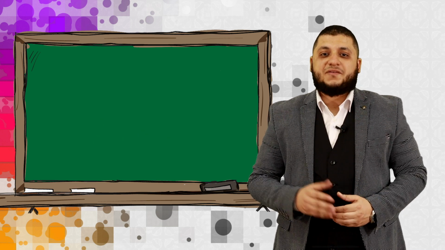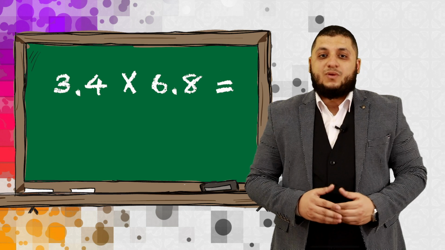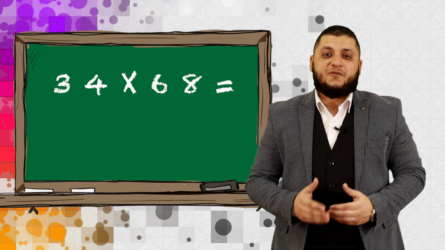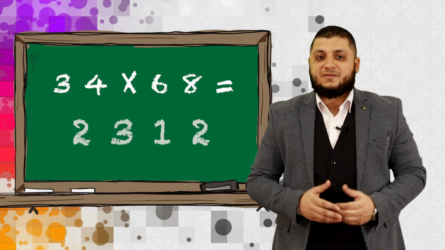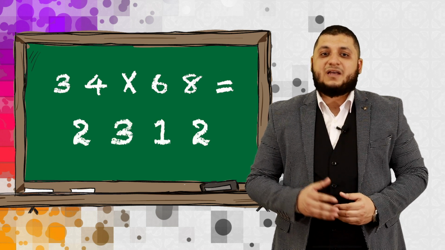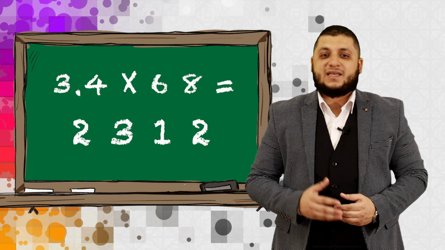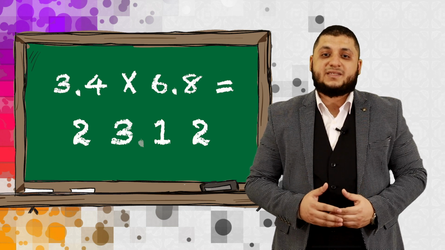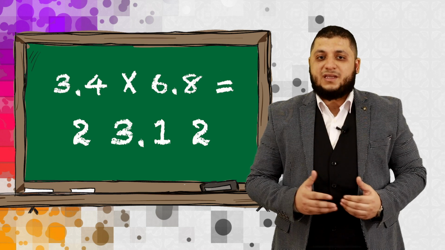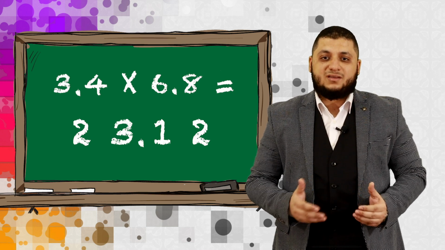Another example, 3.4 times 6.8. Without the decimal point we have 34 times 68, which equals 2312. And as you can see, the first factor has 1 decimal place and the second factor has 1 decimal place. So we have a total of 2 decimal places in the product. Now the product equals 23 and 12 hundredths.